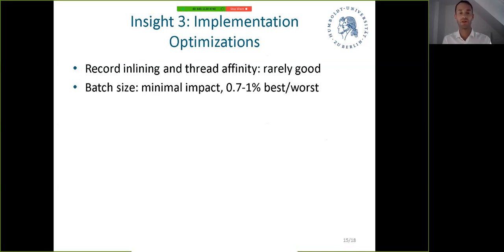The batch size only has a very minimal impact between 0.7 and 1% in the best and worst case. So we did not really go into the details because we thought it's not very interesting.